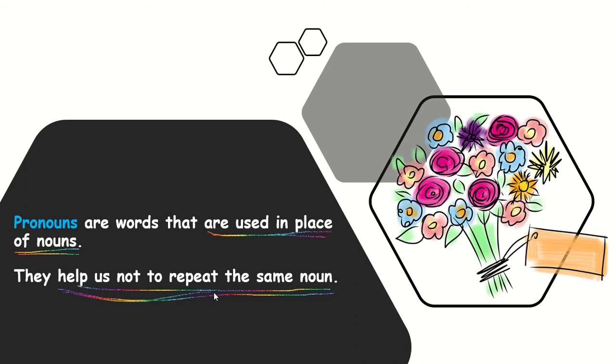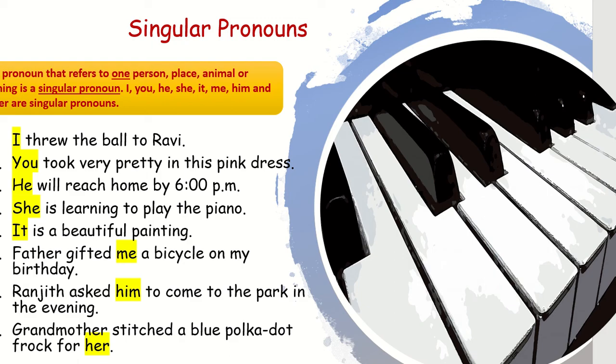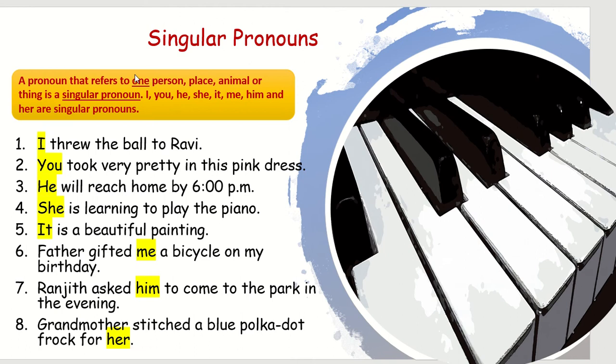Fine. Now, pronouns are of two types. How many types? Two types. Okay, one is the singular pronoun and the other is the plural pronoun. We already know that single means one, plural means more than one. Okay, so let us see. Singular pronouns. A pronoun that refers to one. As I said, single means one. So a pronoun that refers to one person, place, animal or thing is called a singular pronoun.